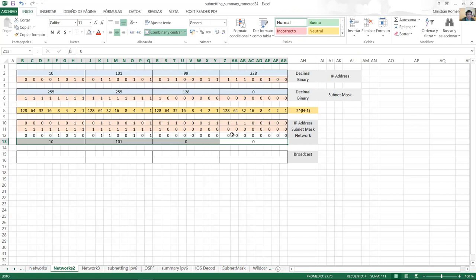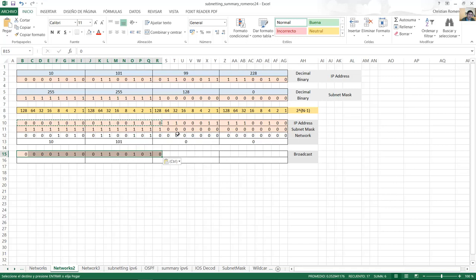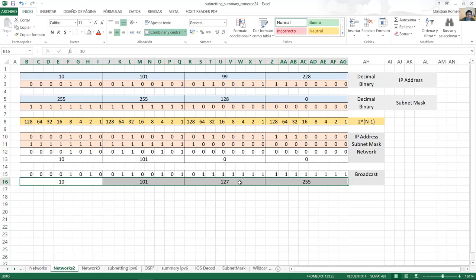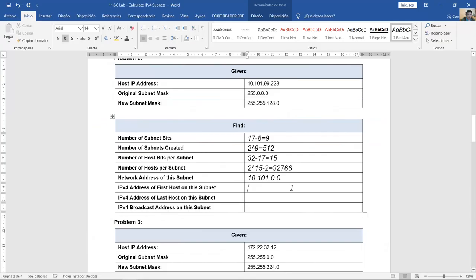To obtain the broadcast is simple. Any number multiplied by 1 is the same number, so copy this and fill the remaining space with 1s. So this is the broadcast address. In decimal, this is 10.101.127.255. The broadcast is 10.101.127.255.